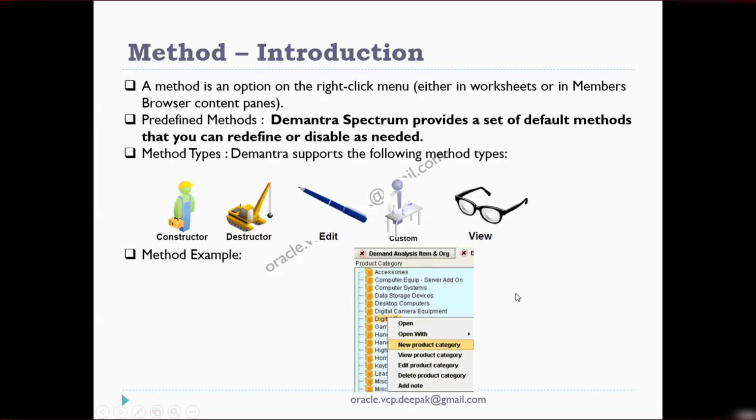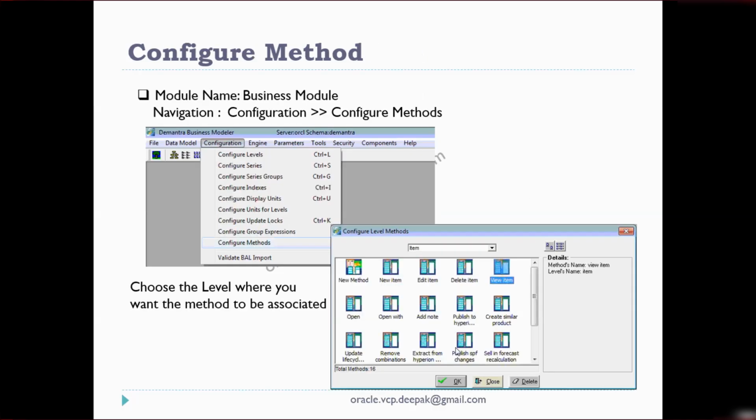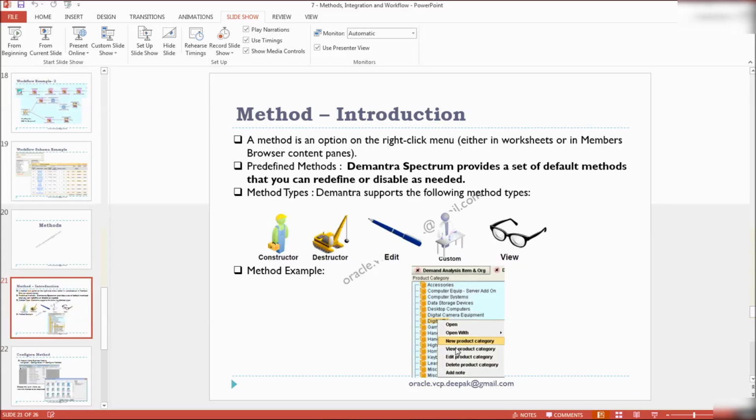Here is an example. If you go to the member browser and right-click, these are the methods for the product category label. These methods are always connected to a label. You cannot run a method without a label. Let's see how to create a method.